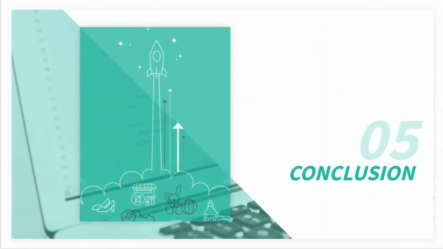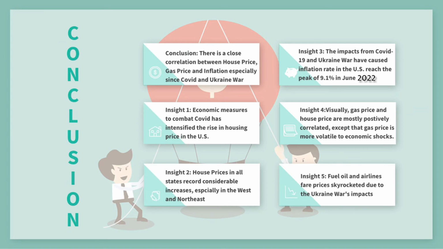Now for the conclusion. In conclusion, there's a close correlation between house price, gas price, and inflation, especially in the times since the COVID pandemic and the Ukraine war. Insight 1 has taught us that economic measures to combat COVID have intensified the rise in housing price in the United States. Insight 2 has taught us that house prices have been seeing record increases, especially on the West Coast and in the Northeast coast of the United States.